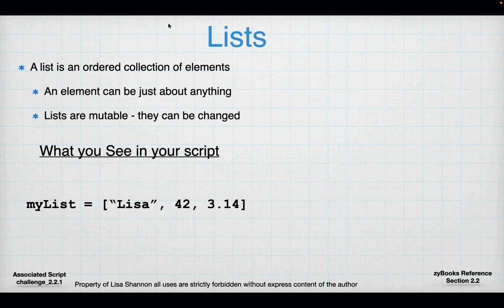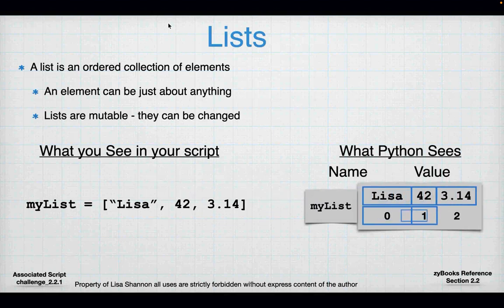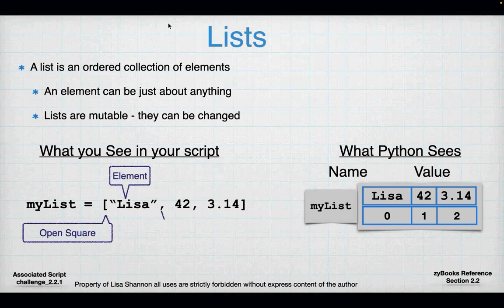So this list has three elements. And what does it look like? Okay, so what Python is seeing is there's a name myList, and the values are Lisa, 42, and 3.14. Lisa is at index 0, 42 is at index 1, and 3.14 is at index 2. And Python says, I know it's a list because I have an opening and a closing square bracket.